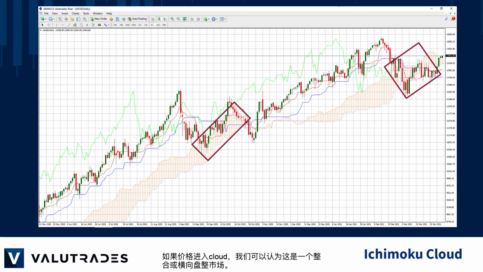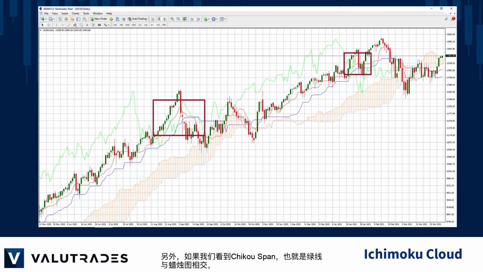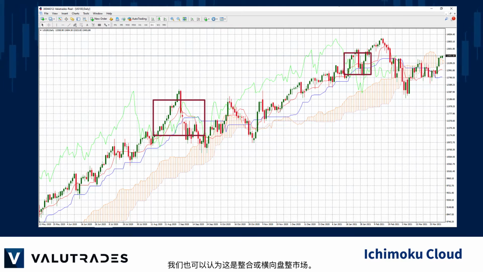If price enters the cloud, we may consider this to be a consolidation or a sideways market. Also, if we see the Chikou Span, or green line, intersecting the candles, we may also consider this to be a consolidation or a sideways market.